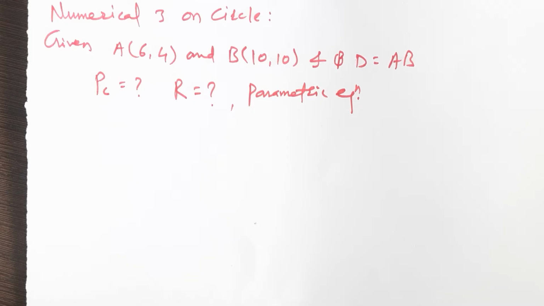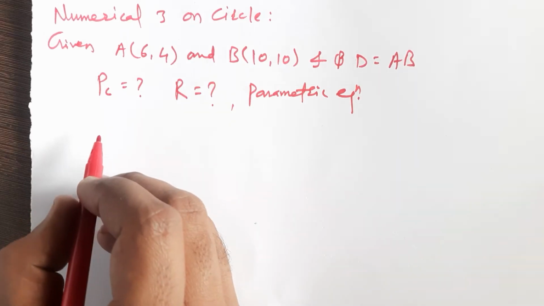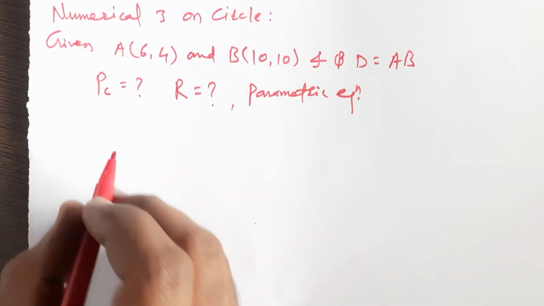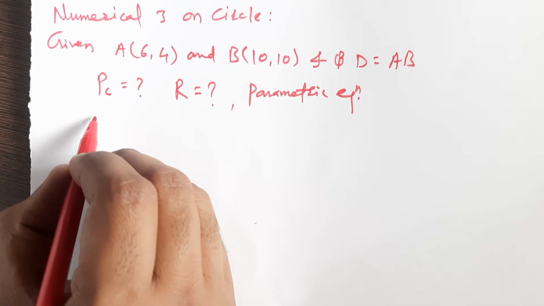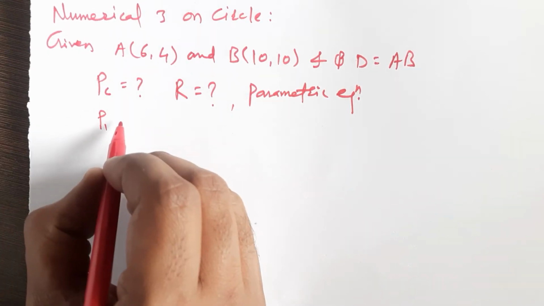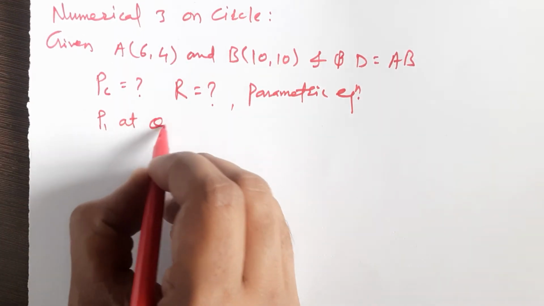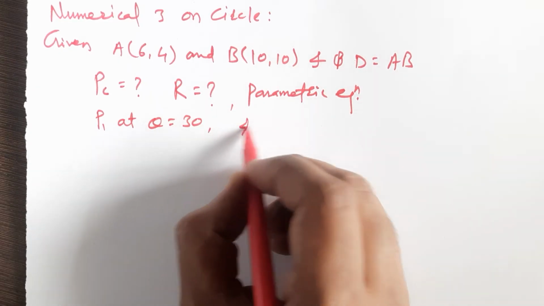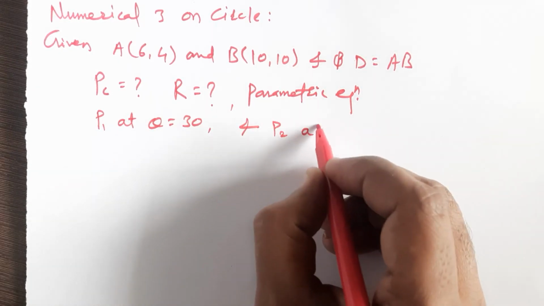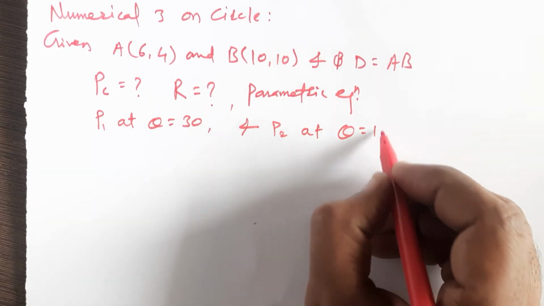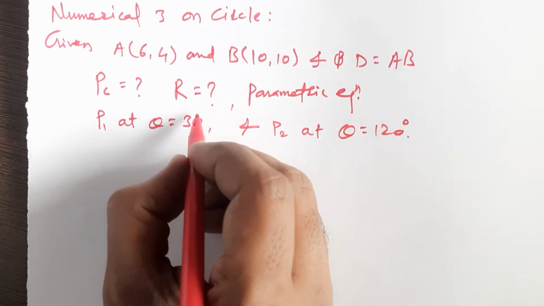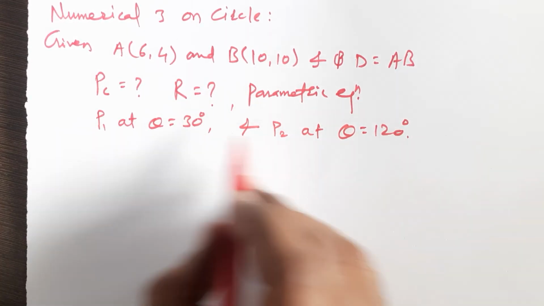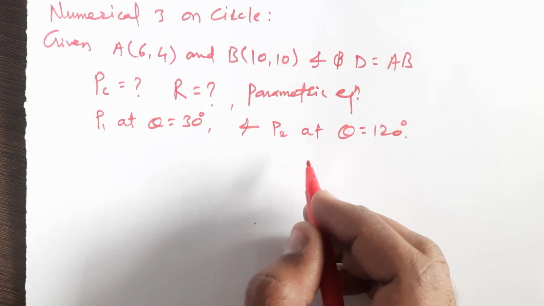Also find the coordinates of the point on the circle at theta equal to 30 degrees and theta equal to 120 degrees. Okay, so we need to find P1 at theta equal to 30 degrees and P2 at theta equal to 120 degrees. Okay, so these two coordinates of the points P1 and P2 we also need to find.